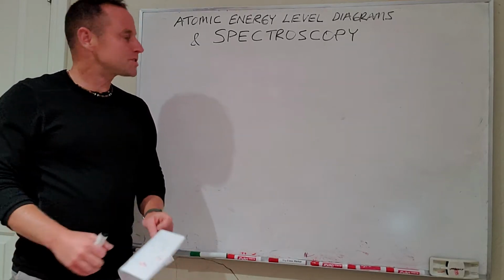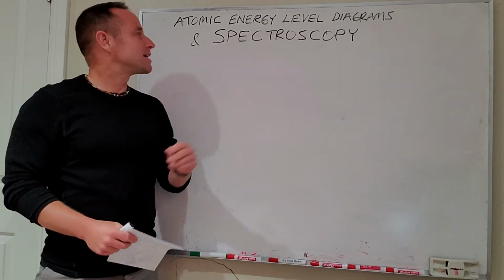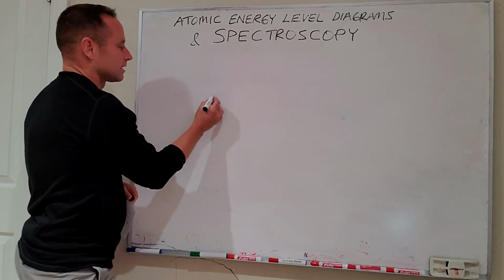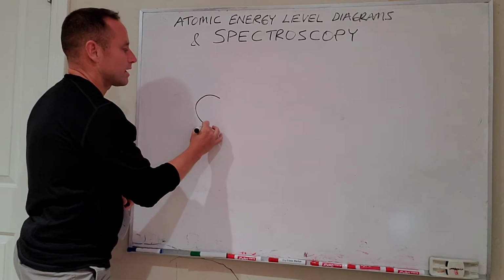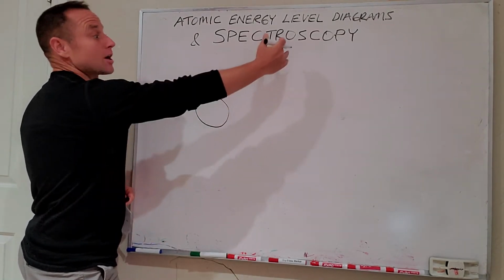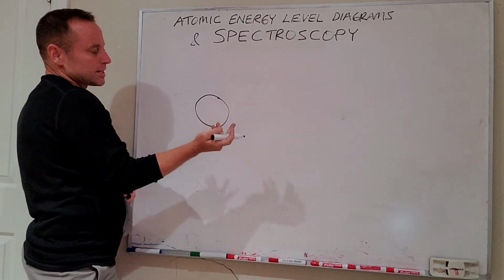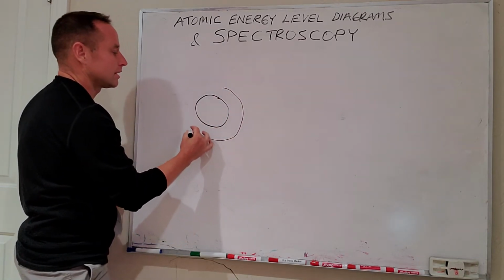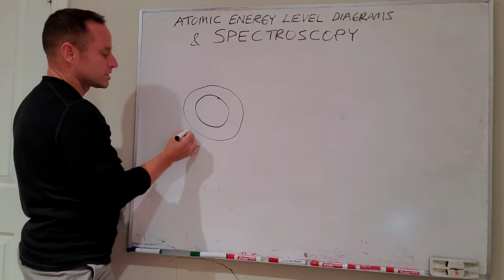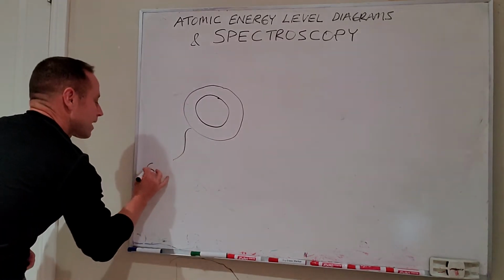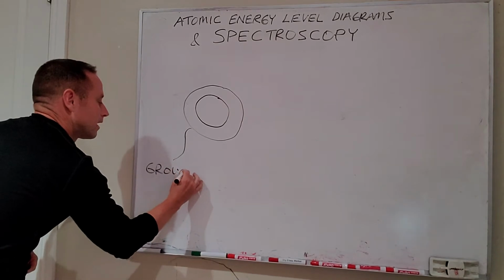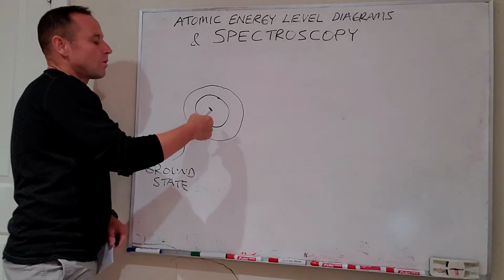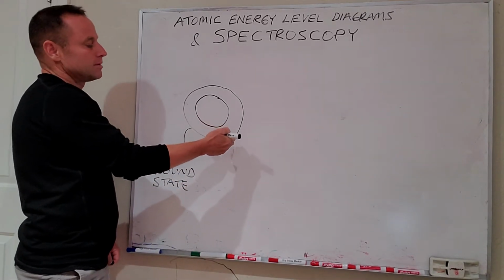All right, guys, just a couple little notes about atomic energy level diagrams and atomic spectroscopy. One thing you've probably seen before is a model of an atom with energy levels around it, or say the electron orbitals around it. So here would represent the nucleus of an atom, and then you'll have the lowest energy level for the electrons, which we'll call the ground state. That's the lowest energy level that an electron can be in.